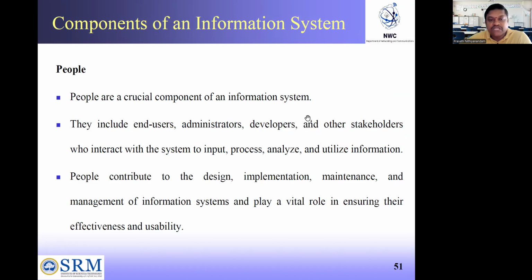So the first one is the people. People are a crucial component of any information system. They include end users who interact with the system, those who manage and maintain it, developers who design and build it, and other stakeholders who rely on the system's output. People contribute to every stage of the information systems life cycle, from design and implementation to maintenance and management.